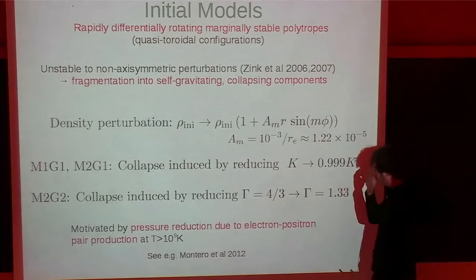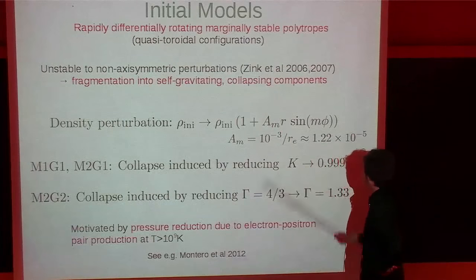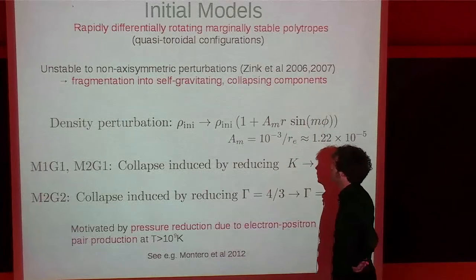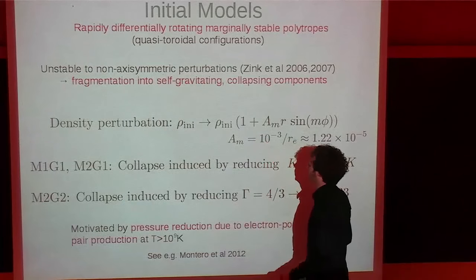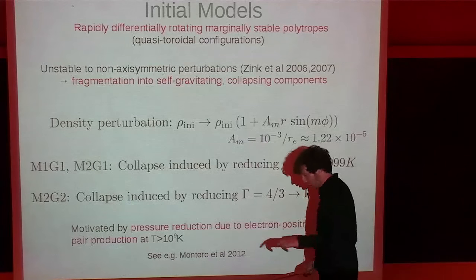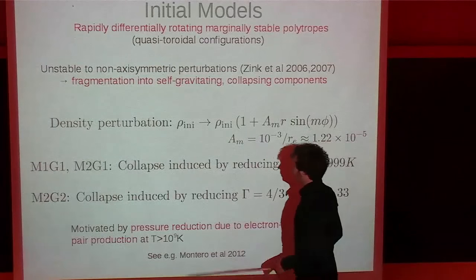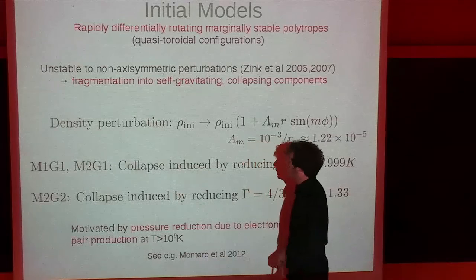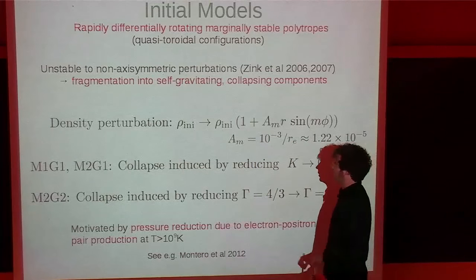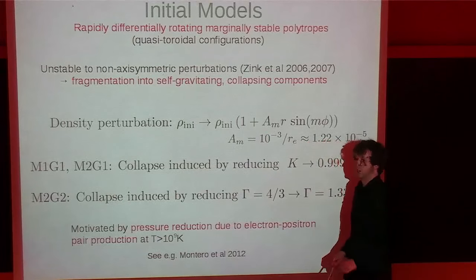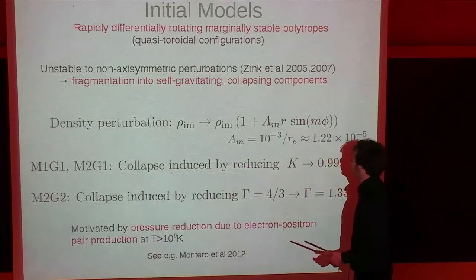As I mentioned already, Bruegmann, Zink in 2006 and 2007 looked exactly at this model. And he found that this model is unstable to non-axisymmetric perturbations. What that means is that these perturbations grow in amplitude, and eventually the star fragments while it's collapsing into self-gravitating components. Depending on the initial density perturbation that you impose, you get one fragment or two fragments or even more fragments.